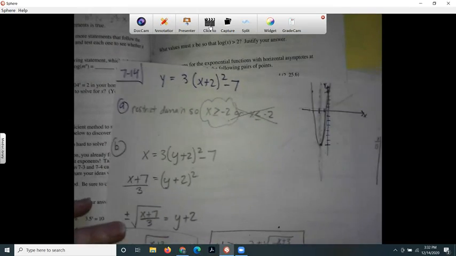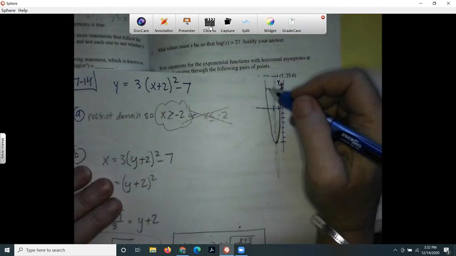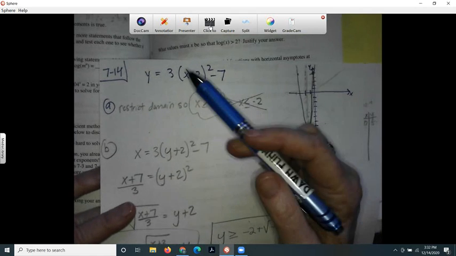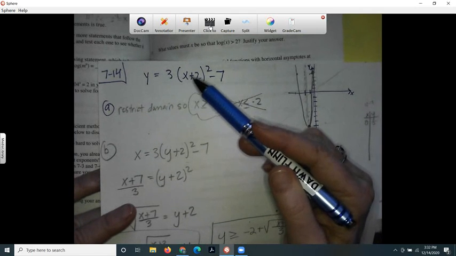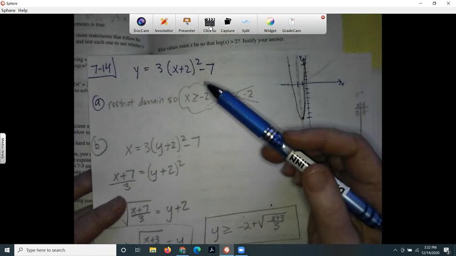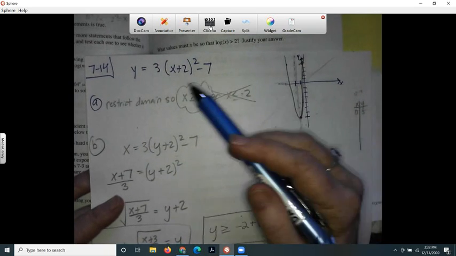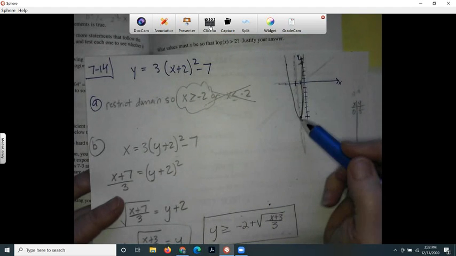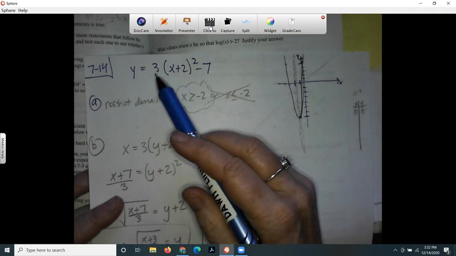So I know that parabolas have a shape like this, and I actually sketched this exact parabola because I knew this is y equals a times (x minus h) squared plus k. So I knew that the vertex would be at -2 and -7. So I know that's my vertex, and I know it has the stretch factor of 3.